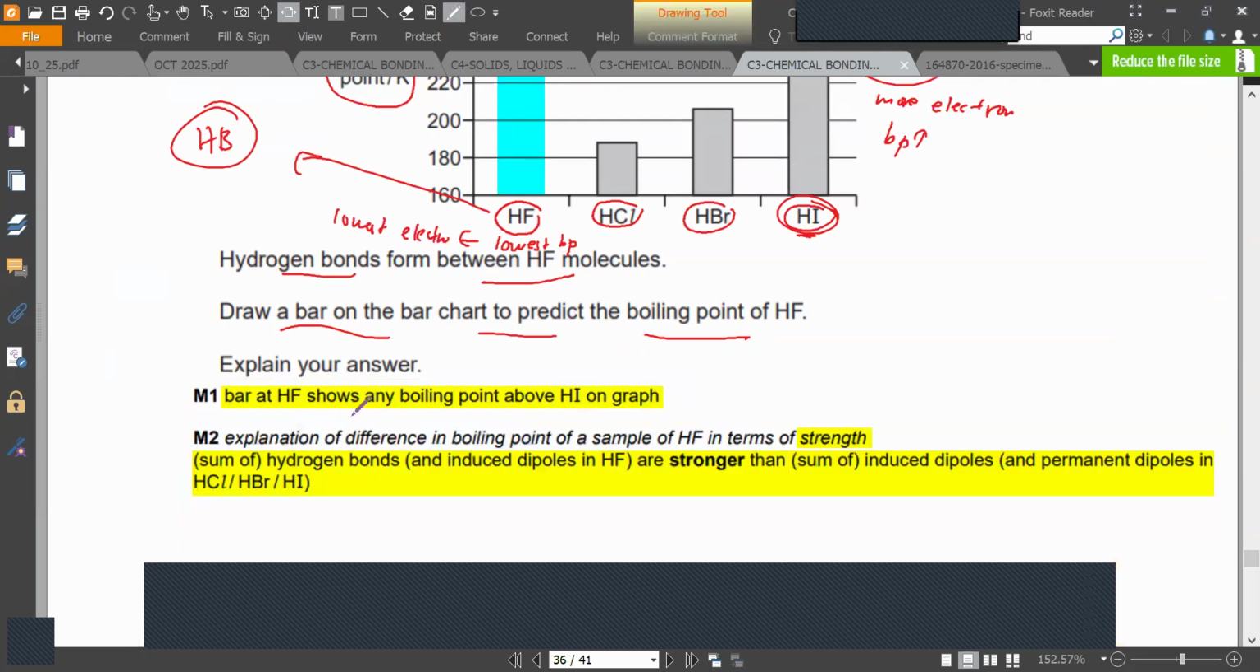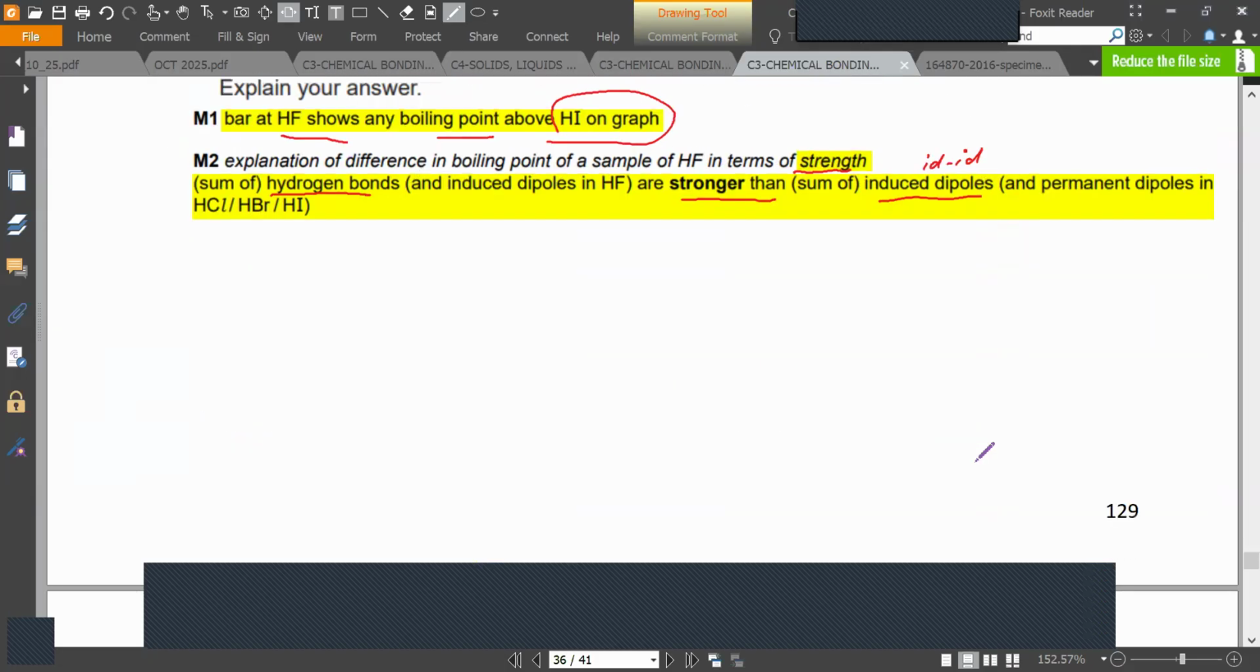Okay, so the bar of HF should be above the hydrogen iodide. Why? Because the strength of the hydrogen bond will be stronger than the induced dipole, the ID. Okay, so that is the main point there. The hydrogen bond is the strongest of all.